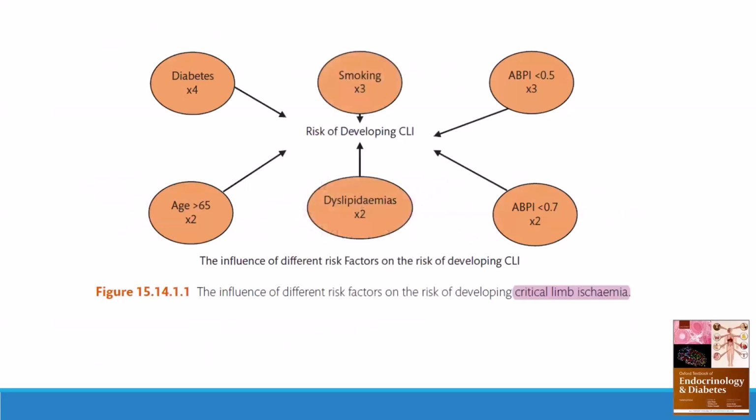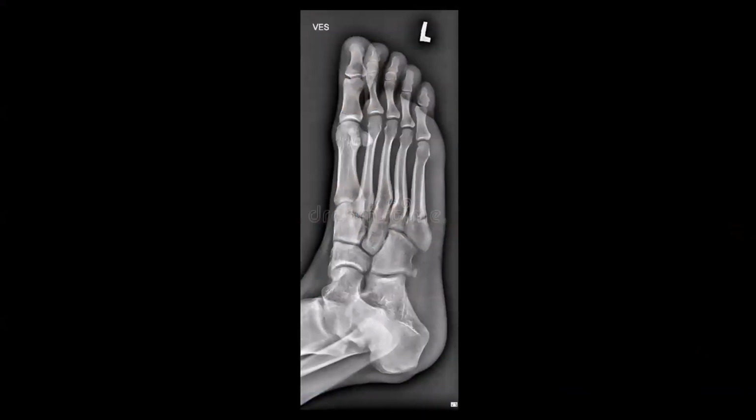So this slide summarizes what is known as critical limb ischemia. Risk factors for development of critical limb ischemia: diabetes will increase the risk 4 times. Smoking will increase the risk 3 times. Abnormal ankle brachial pressure index will increase it 3 times. If the age is more than 65, it will double. Dyslipidemia will double it. Ankle brachial index, if less than 0.7, will also double it.